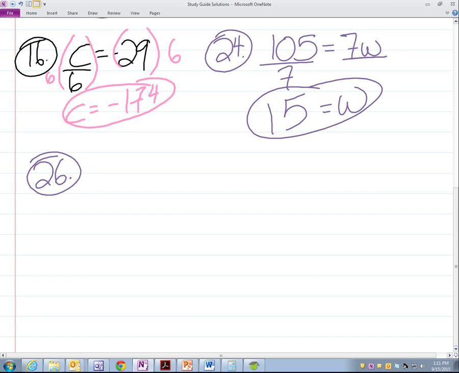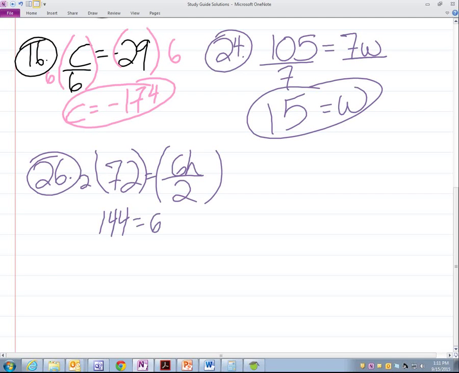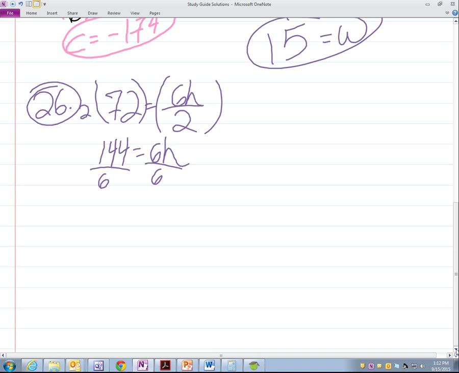So we have 72 is equal to 6H over 2. Okay? And with this one, we would do the things that are farthest out from H. So I would multiply this by 2, multiply this by 2. Now it looks more like something we're doing. This is actually a two-step equation. Now I have to divide by 6. Divide by 6, that's 24, 6 times 4, so 24 is equal to H.